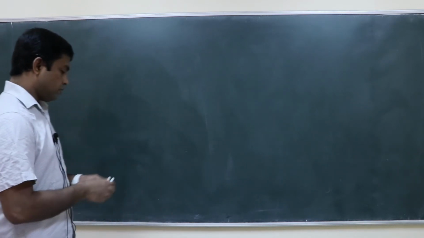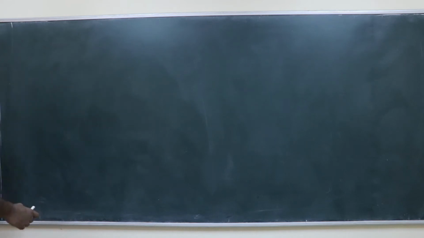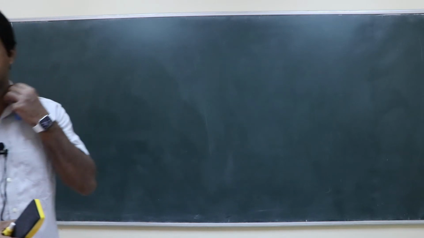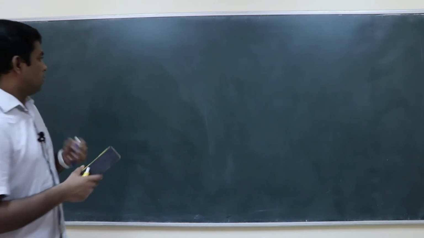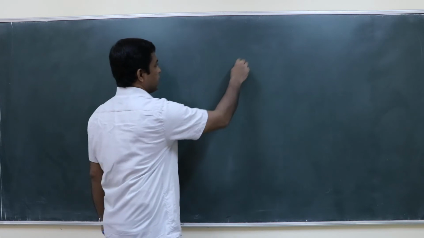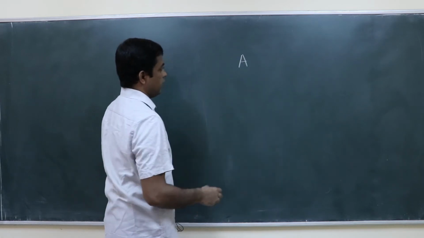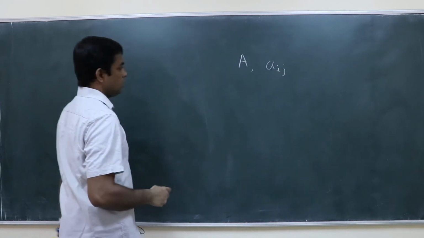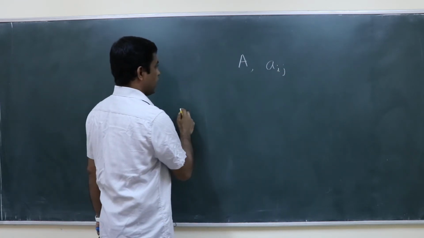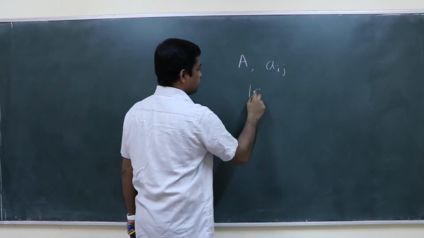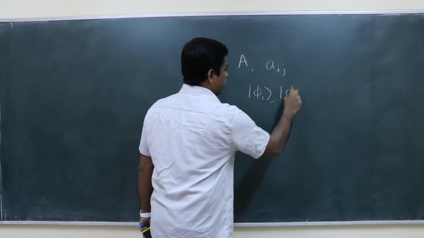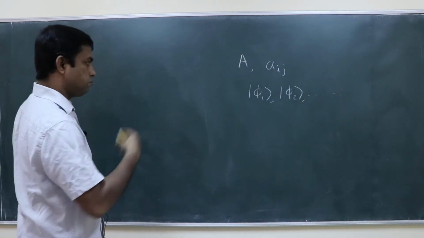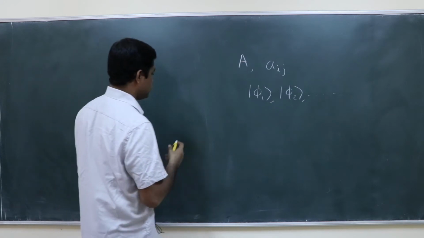So yesterday we started with the representation of a matrix as an operator form. We have a matrix A and its elements are Aij. Now we are creating an operator out of that, where phi 1, phi 2, etc. are orthonormal basis vectors.